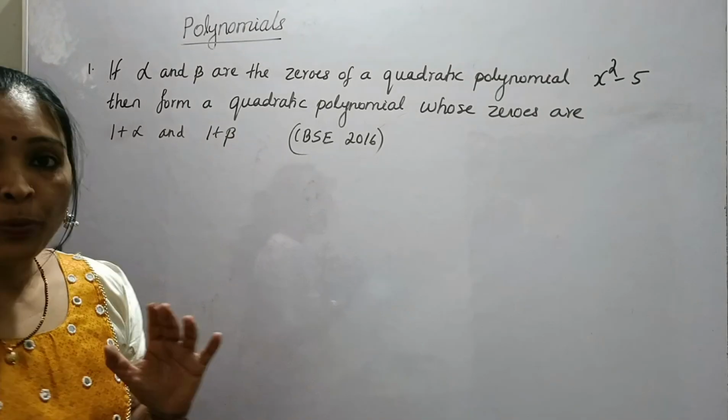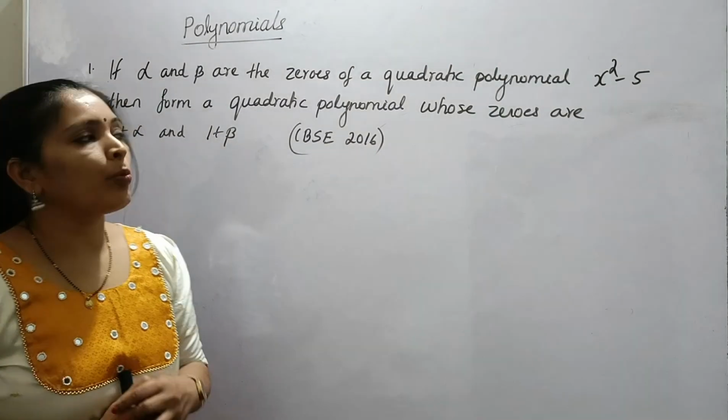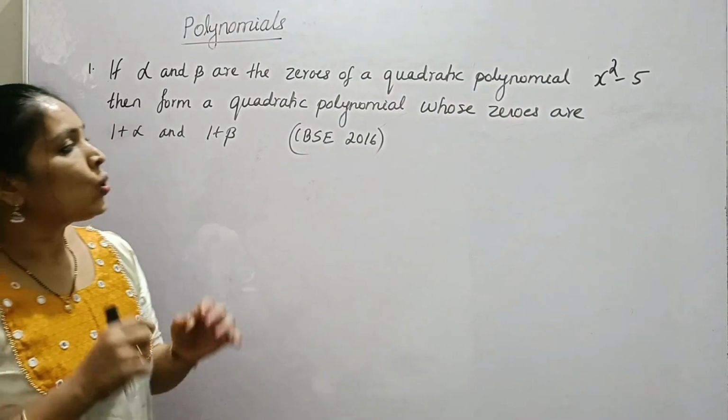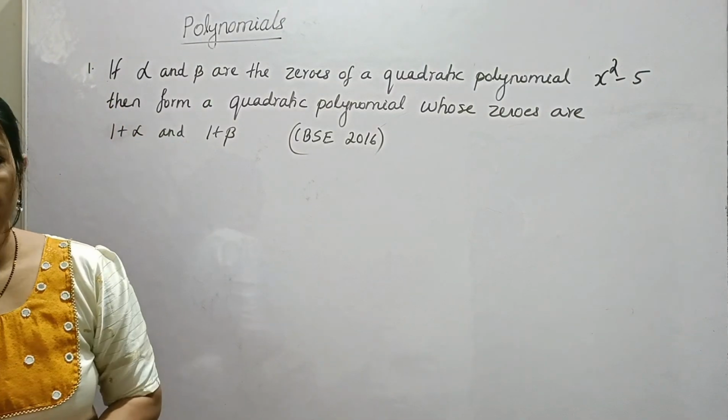Now let's go through some important questions. First question, if alpha and beta are the zeros of a quadratic polynomial x square minus 5, then form a quadratic polynomial whose zeros are 1 plus alpha and 1 plus beta.